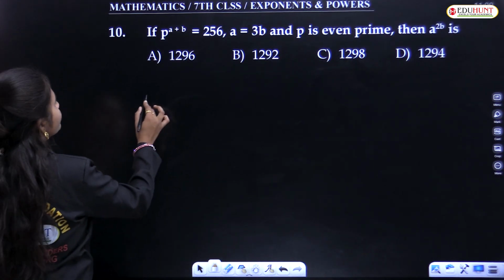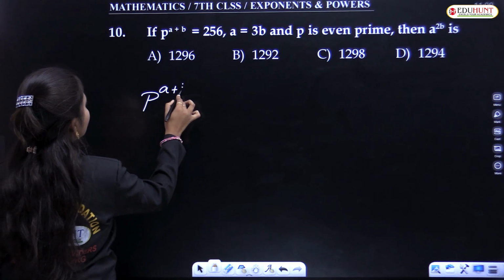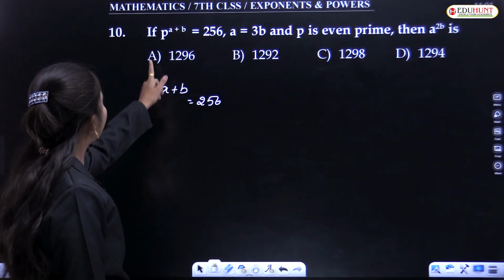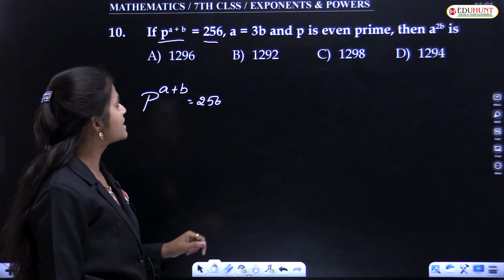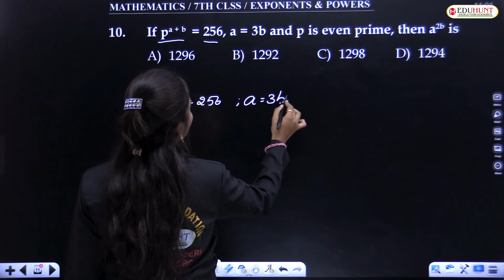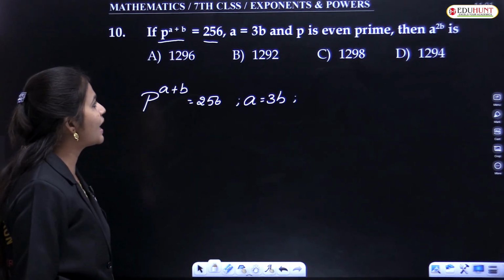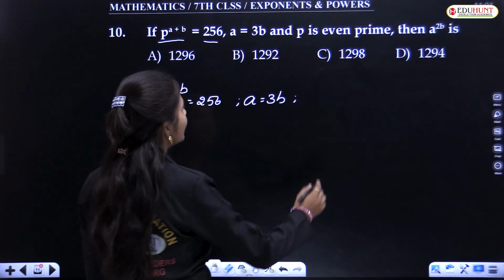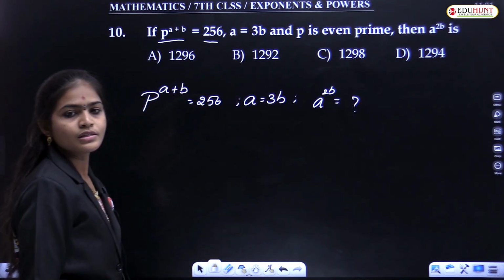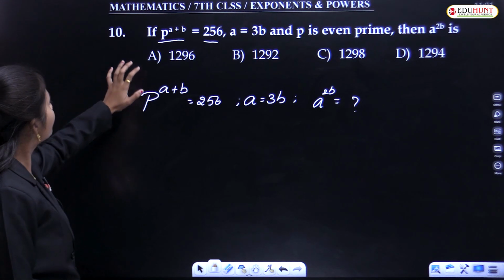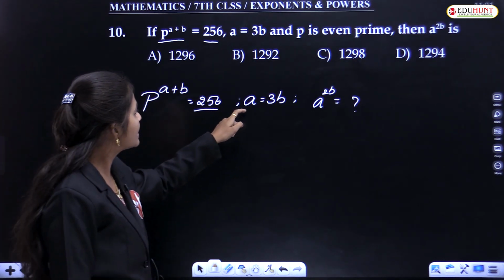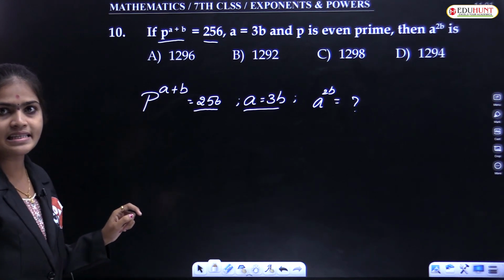Here it is. P power A plus B is equal to 256, they given. What they given? If P power A plus B is equal to 256 and A is equal to 3B, and P is an even prime, then A power 2B value we need to find out. Okay, so what is the question? Once again, P power A plus B is equal to 256, then A is equal to 3B.